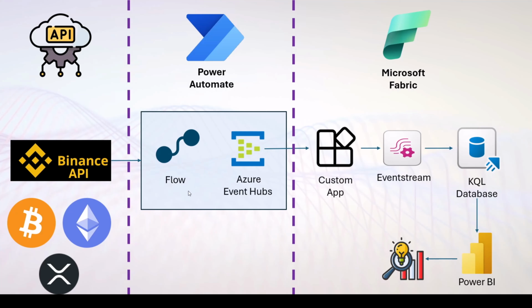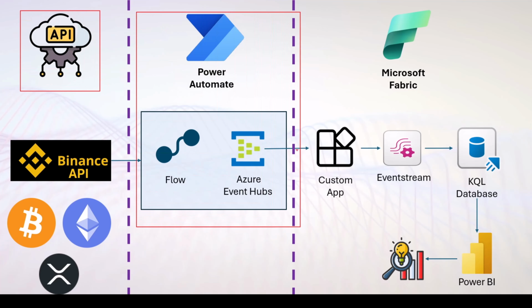Okay, so let's have a look at the overall structure of this scenario. I want to run an API with Power Automate and then send the result into an event stream, save the data into a KQL database and analyze that with Power BI. In this scenario, I want to use the Binance API. Binance is one of the most popular cryptocurrency exchange companies which provides many free APIs, and I want to use one of those APIs which returns the live price for the cryptocurrency. I will go through the details during this video of how you can use the Binance API.